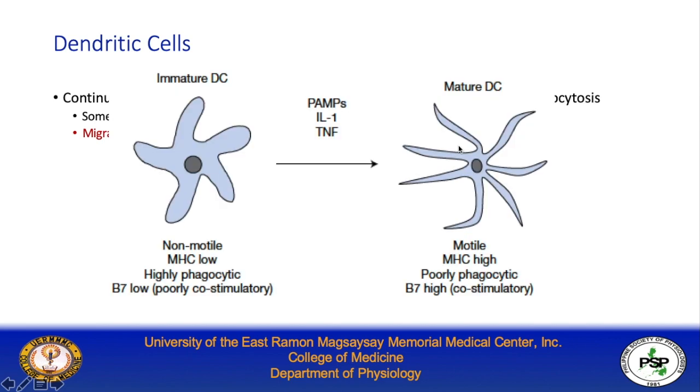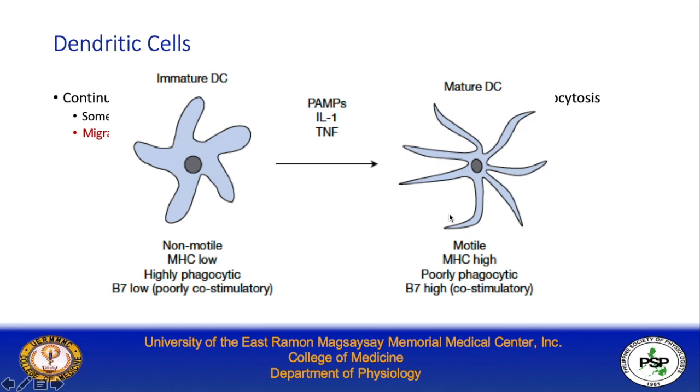So here, this is an example of an immature dendritic cell. It's non-motile, it does not move, but it is highly phagocytic. It will continuously phagocytose anything in the environment. And then if it encounters certain factors, for example, cytokines or a PAMP, pathogen-associated membrane protein, it will be activated. It will now become like this, a mature dendritic cell.